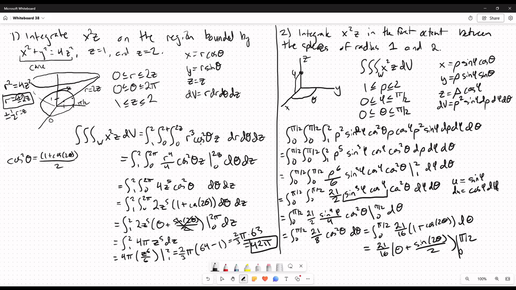And we do need to be a little careful, because this sine of 2 theta, when I plug in pi over 2, it does still equal 0, because sine of pi is 0. But it's good to check. When I plug in 0, this sine of 2 theta over 2 still isn't doing anything, so I can still ignore that. And then really all I have left is this theta, which basically will just turn into a pi over 2, because when I plug in 0, it goes away. And I'm left with 21 over 16 times pi over 2, also known as 21 over 32 pi.